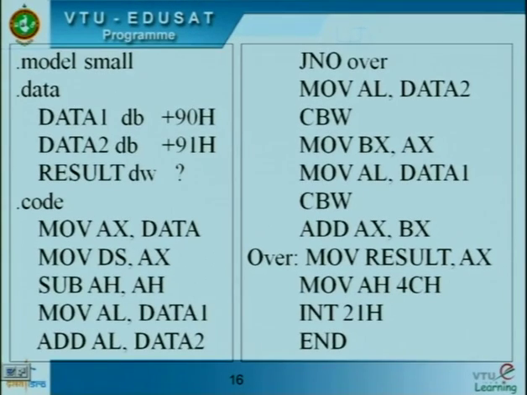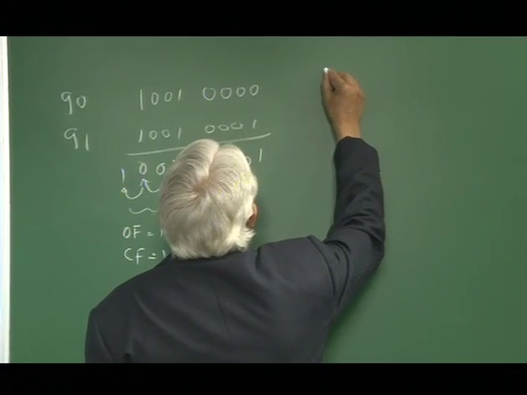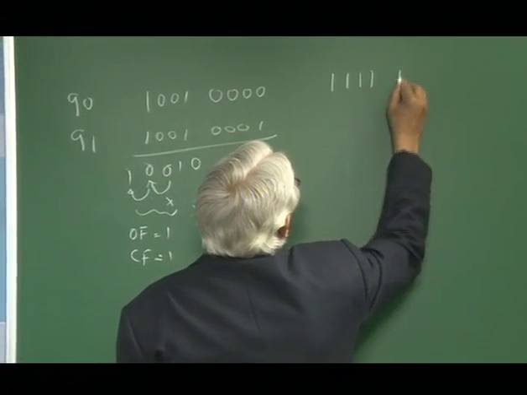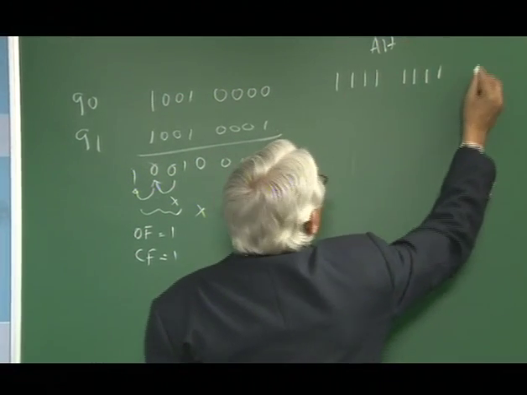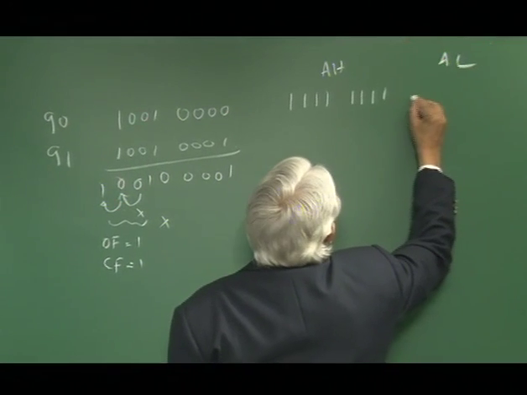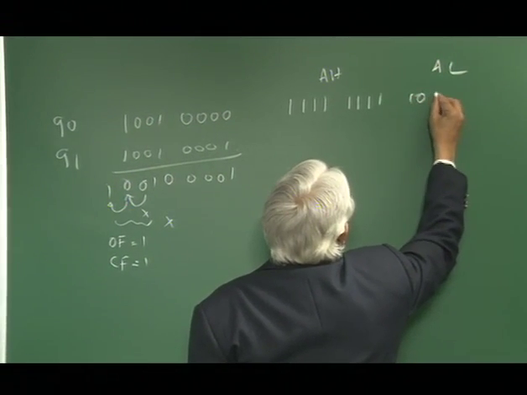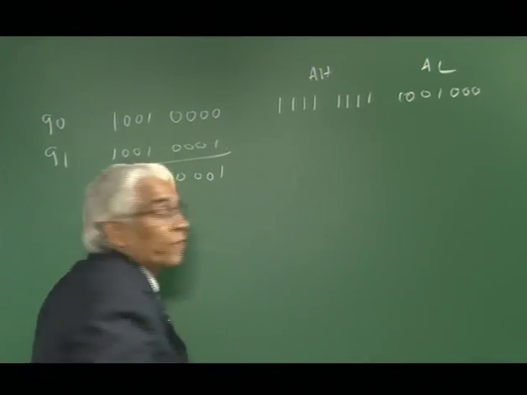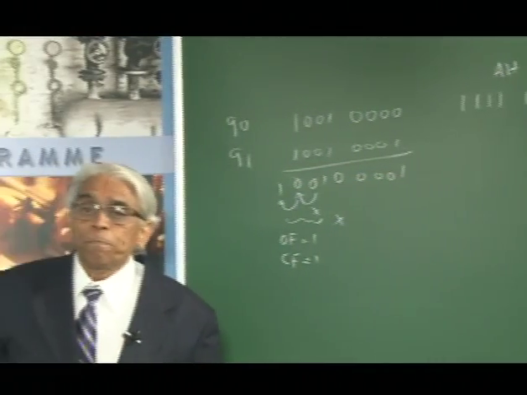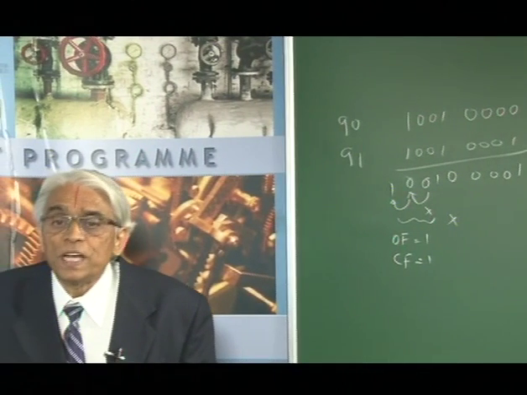So, let me again represent this, what happens when you are trying to do this operation on the board, with sign extension, AL is being brought. So, that means we have 1, 2, 3, 4, 5, 6, 7, 8, this is in the AH register, and the AL register will have the value 1, 1, 0, 0, 1, 0, 0, 0. So, this is what we now have in the AX register, and this is moved into the BX register.